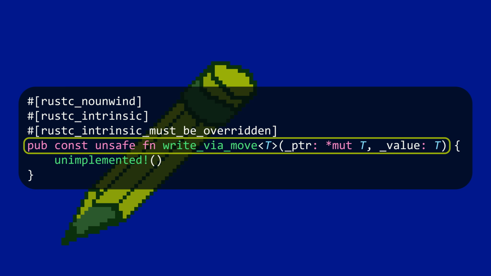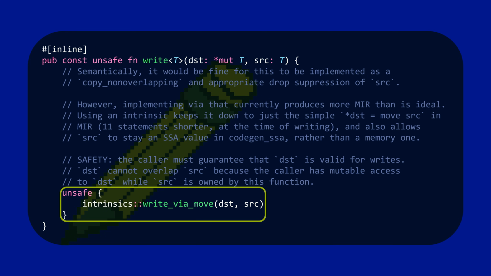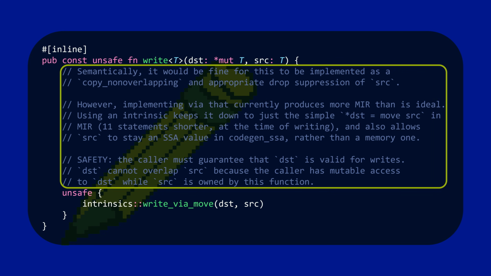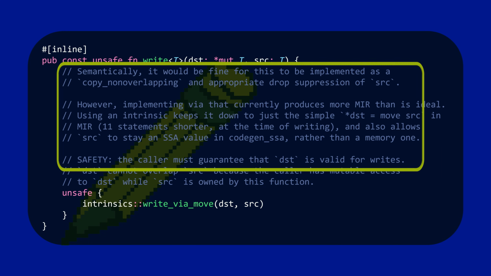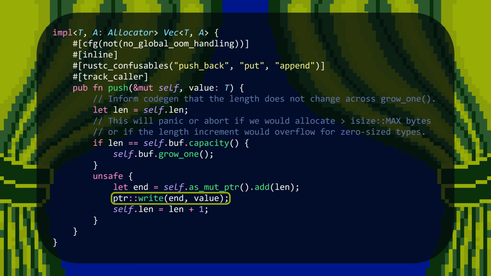The intrinsic writes the value into the pointed to location. Semantically, source is moved into the location pointed to by dest. This comment explains why they chose to use the write_via_move intrinsic instead of the copy_nonoverlapping function. Pause to read it if you're interested. So we use the write function to write our value into the location pointed to by end, the end of the Vec. Last but not least, we increase self.len by 1.